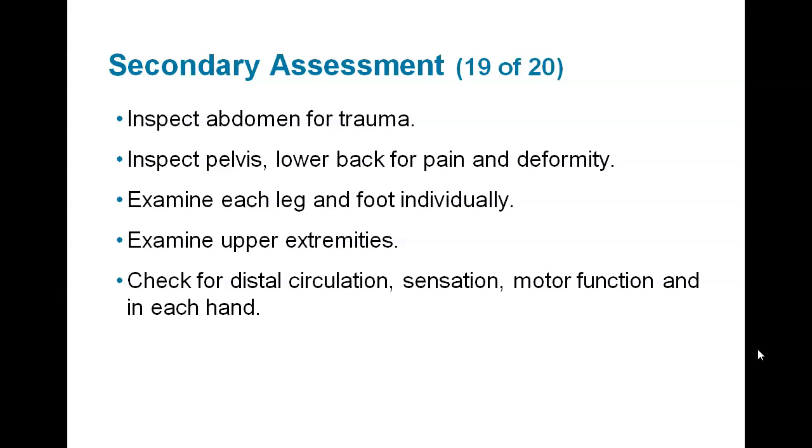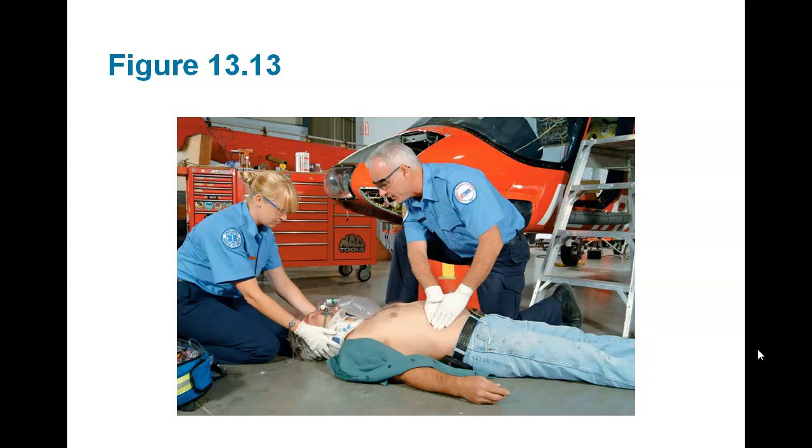Whenever you're assessing the hands, you're also going to look to see if you see something called track marks. So track marks are small dots of infection, scarring, or bruising, and typically they run along a vein. This can be a sign of IV drug abuse. So if you see that, that's just something to keep in mind.